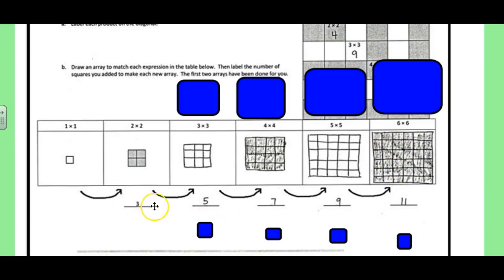So what do you notice about these numbers down here at the bottom? 3, 5, 7, 9, and 11. What do you notice about those numbers and that pattern? You should have noticed that each one of these numbers is an odd number, so each time you're adding an odd number of squares to the array.